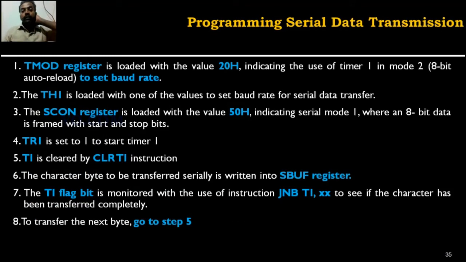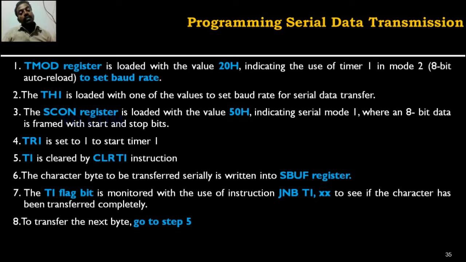Now, programming the serial port for transmission. The TMOD register is loaded with the value 20H, indicating the use of timer 1 in mode 2, 8-bit auto-reload mode, to set the baud rate. TMOD is used to set the mode. TH1 is the higher 8-bit register of timer 1, loaded with the value to set the baud rate for serial data transfer.